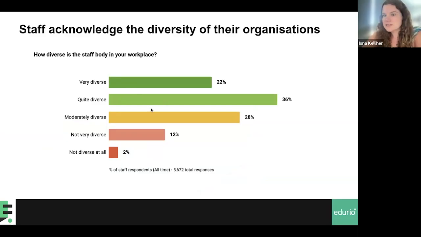So just starting off, if we look at the question of diversity within schools, there is a reasonable sense that the staff body is quite diverse. 14% have reported that it's not very diverse or not diverse at all. Actually, if we look at the census, we can see that majority is a term for a reason. There are majority groups and minority groups and marginalized groups.